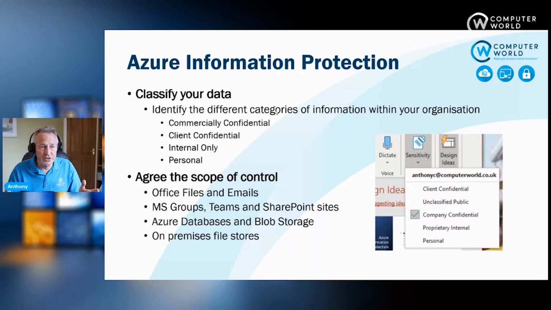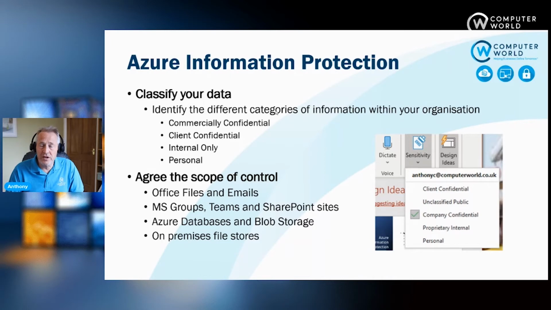I've put some examples there: commercially confidential, client confidential, internal only, personal data, but each organization will have a completely different set of priorities around the data and how they want to protect it. What I would say is, one of the lessons you learn very early on in an Azure Information Protection project is not to be too ambitious around this.